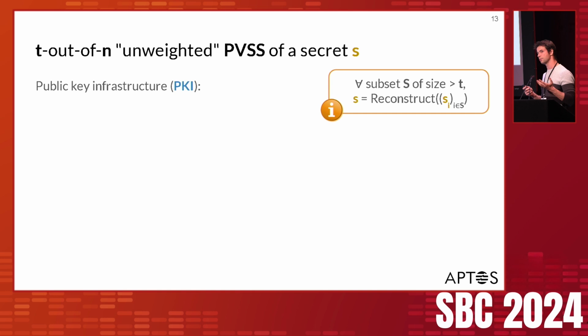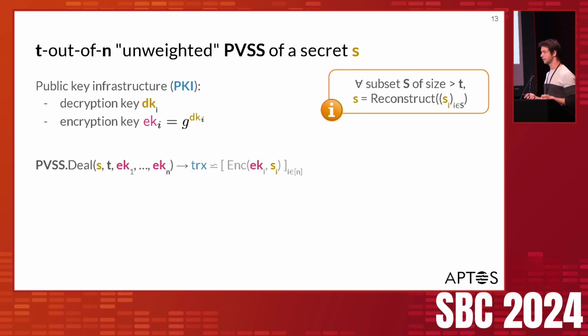So for this to work, you'll need a public key infrastructure. So each player I will have a decryption key, DKI, and an associated encryption key, EKI, which typically looks like that. And there is a dealing algorithm which takes the shared secret S and the threshold T that you want to share it on and the encryption keys of the validators and outputs a PVSS transcript. And at a high level, I want you to think of this as just encryptions of each validator's secret key shares under that validator's encryption key.